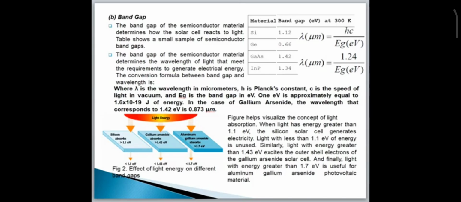photovoltaic material. Simply, we can say that if the light has energy less than 1.1 electron volt, then it has no use. If the light has energy greater than 1.1 electron volt, the silicon solar cell, the first one, will generate electricity. When the light energy is greater than 1.43 electron volt, then gallium arsenide will generate energy. Simply, if you are using the aluminum gallium arsenide material, then the light energy must be greater than 1.7 electron volt to generate electricity.